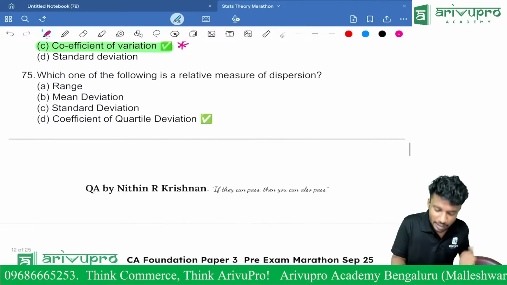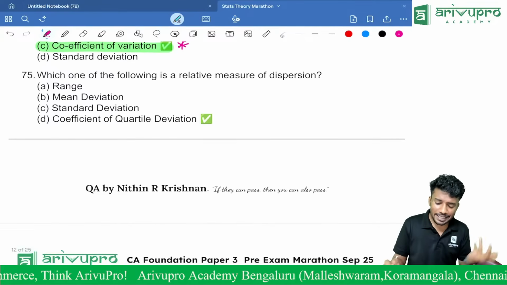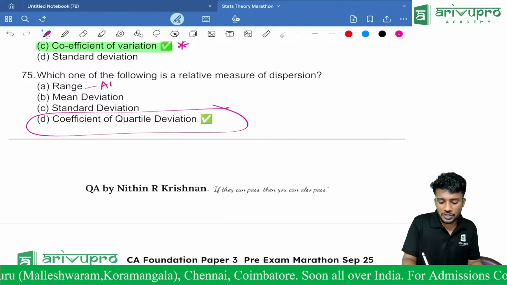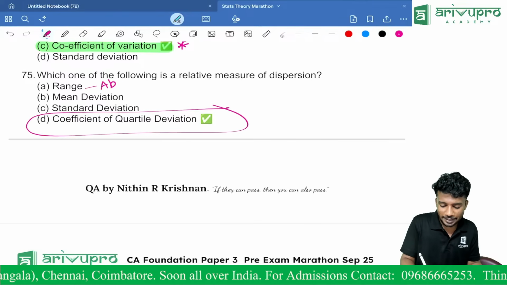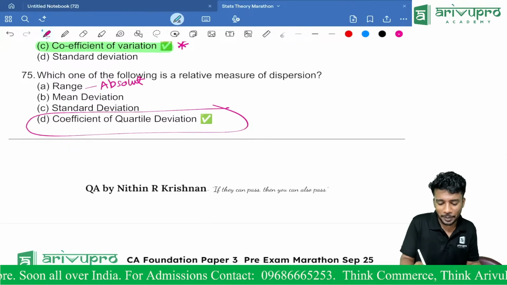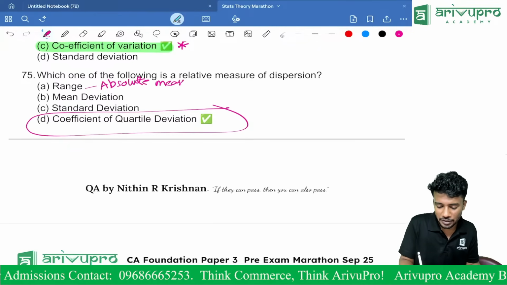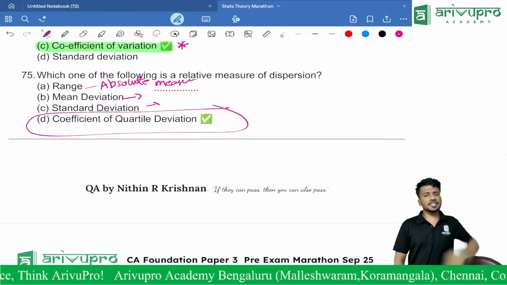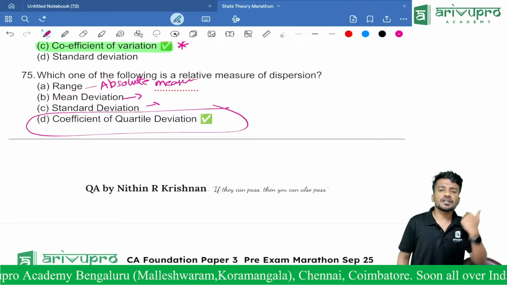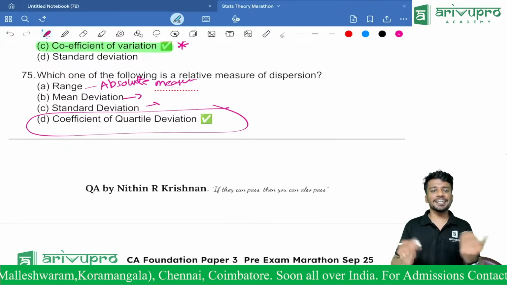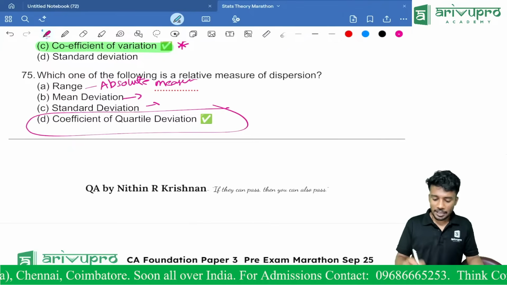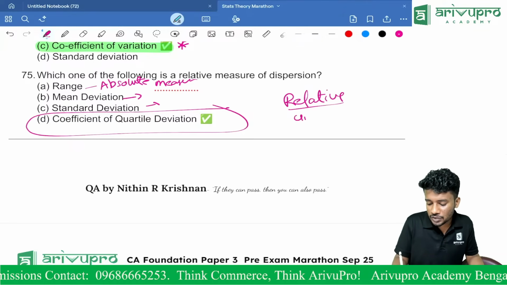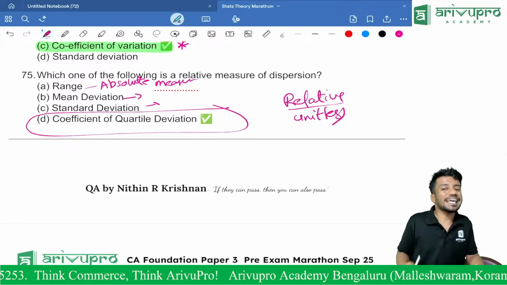Then, which one of the following is a relative measure? Coefficient of quartile deviation. Range is an absolute measure. I will write out 'absolute', because if you write AM you will think it is arithmetic mean. Mean deviation is an absolute measure. Standard deviation is an absolute measure. Coefficient of quartile deviation is a relative measure. A relative measure does not have a unit. Relative measure is unitless. Remember that also.